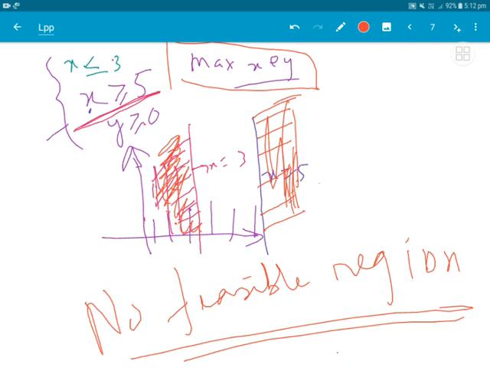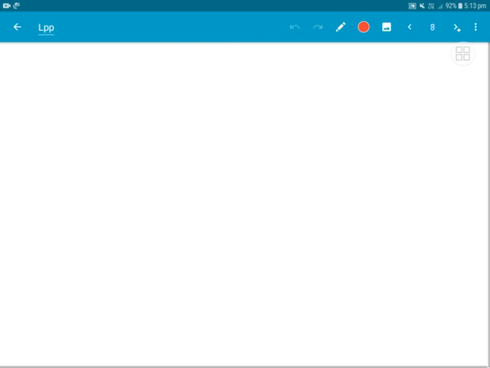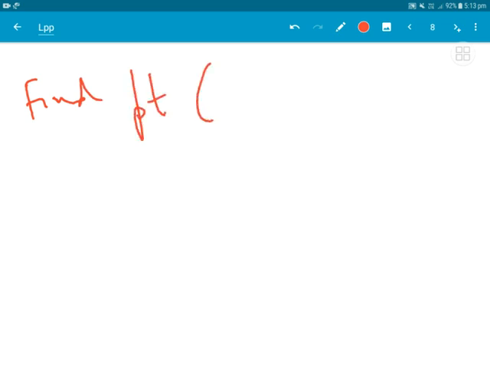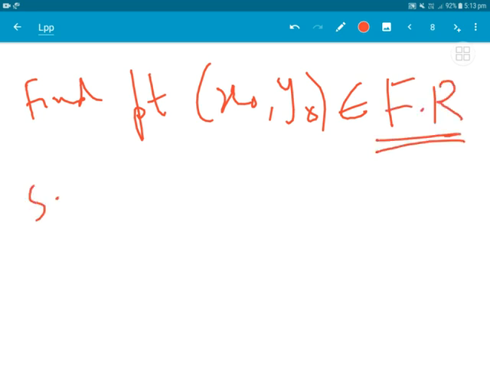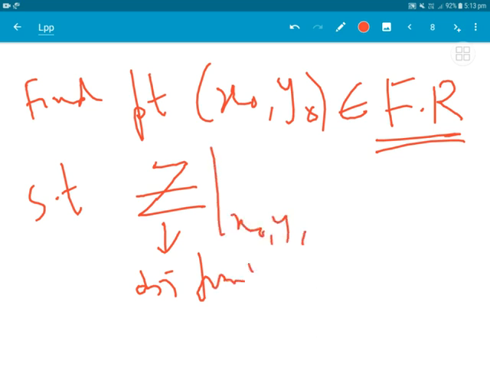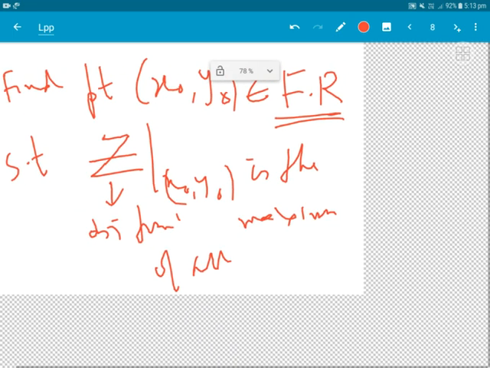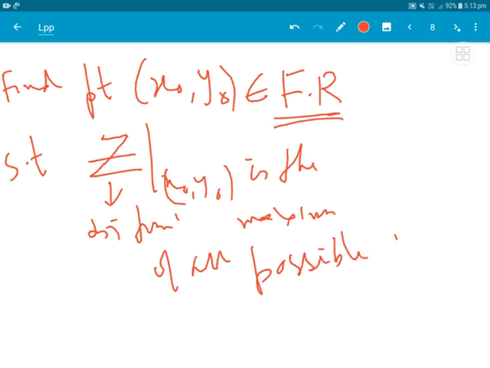Now once we are ensured that the feasible region exists, then the question is to maximize the objective function if it is a maximization problem, or minimize it if it is a minimization problem. So what we have to do is find a point, I am writing it as x0, y0, belonging to the feasible region F, such that the objective function z at the point x0, y0 is the maximum of all possible values of z from the feasible region.